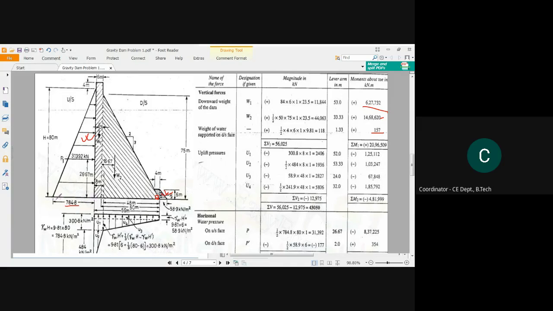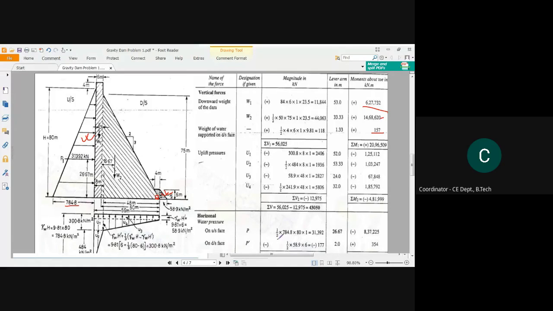Now we know the base pressure, we know the height, and the water pressure profile will be triangular. In order to get the force, we have to calculate the area of that triangular profile. So half into base 784.8 into height, which is 80. So it will give me the force.